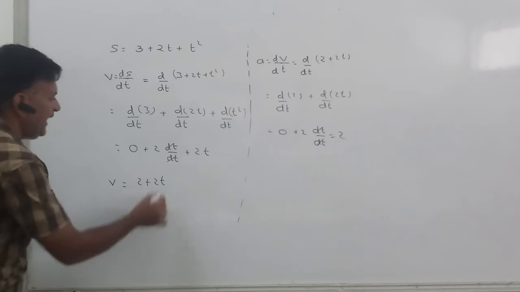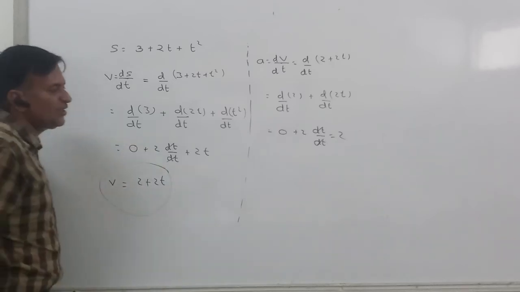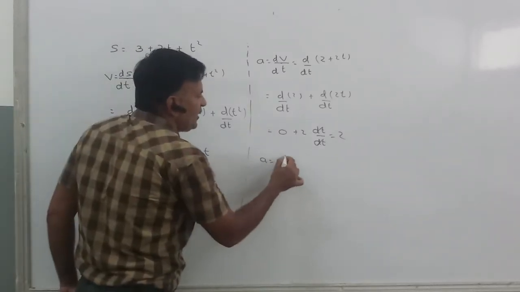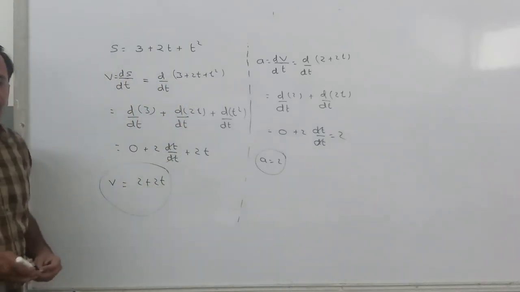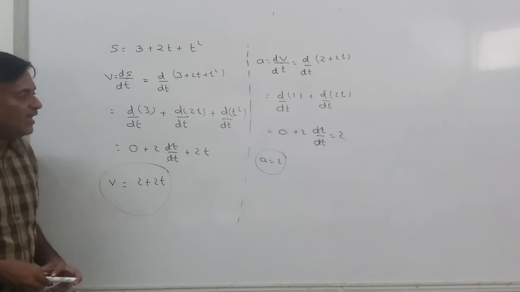So what is the velocity? Velocity is 2 plus 2t, and what is acceleration? Acceleration in magnitude is equal to 2. Clear with this?